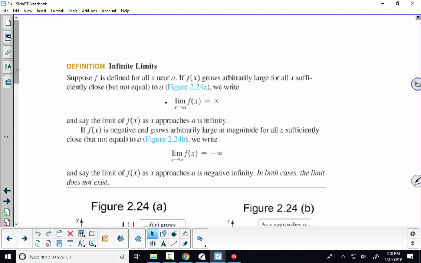So again, what that's meaning is as x gets closer and closer to a, the finite number a, 2, 5, negative 12, the y values continue to grow in the positive direction without bound. Similarly, if the y values grow in the negative direction without bound, we say the limit as x approaches a of f of x is negative infinity. Now, in both cases, as we stated earlier, the limit does not exist.